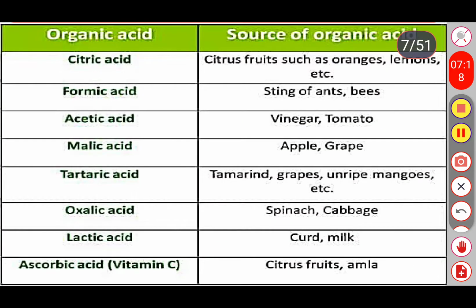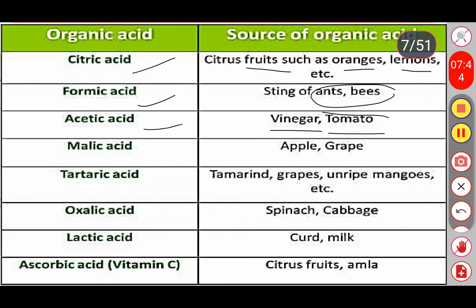Let's see some more examples with the sources of their organic acids. First one is citric acid. We already discussed it in the previous slide. So what are the sources of citric acid? Citrus fruits such as orange and lemon. Formic acid: formic acid is the sting of ants and bees. Acetic acid: vinegar and tomato.